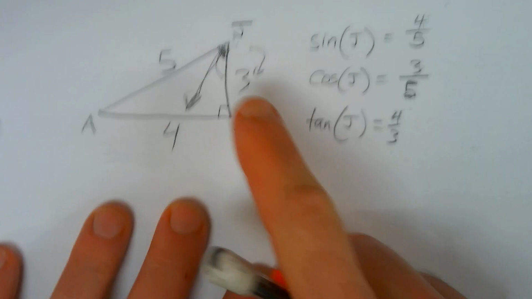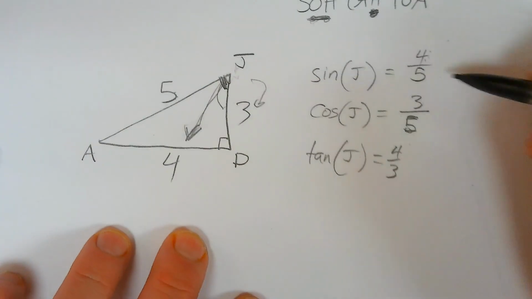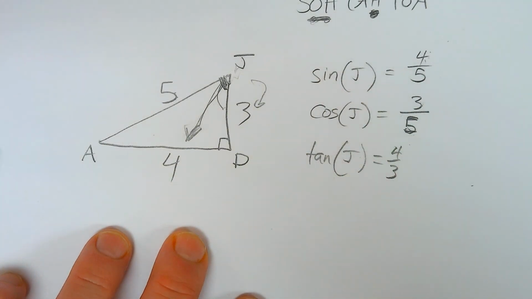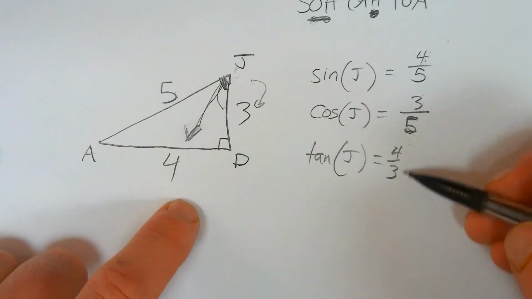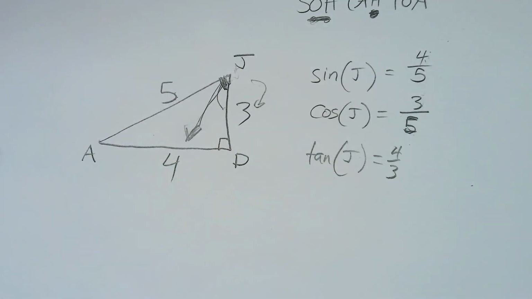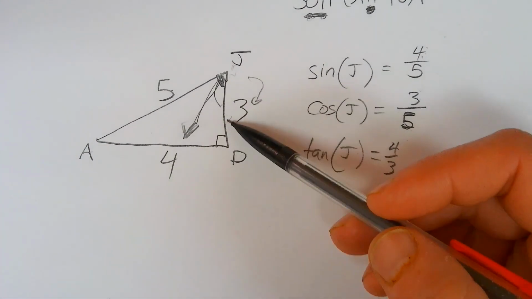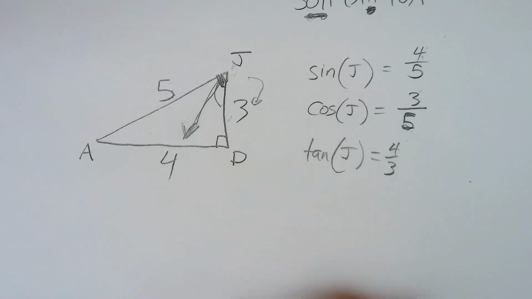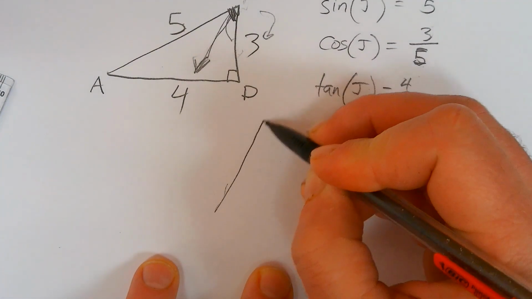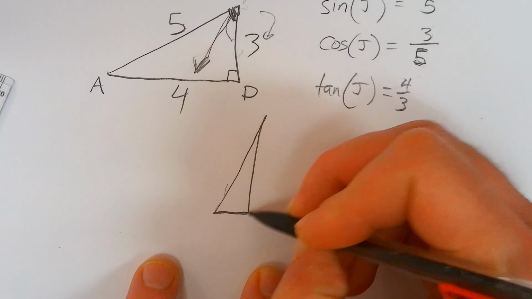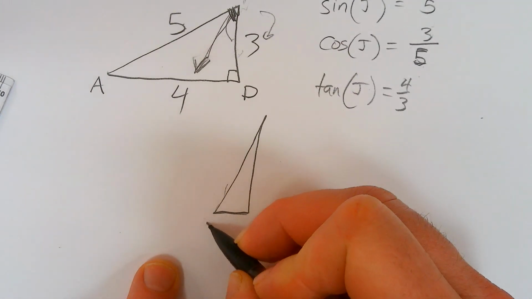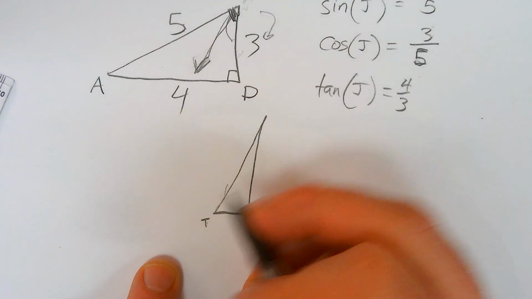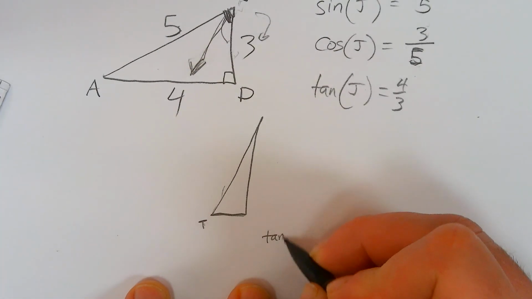And because the hypotenuse is always the longest side of a triangle, these first two are always going to be less than 1, if you think about it, because their denominator is always the biggest side. But the tangent's the wild card. Tangent could be anything, because these two sides can be, one could be super big, one could be super small. Imagine this triangle, and let's call this corner T. So what's tan T?